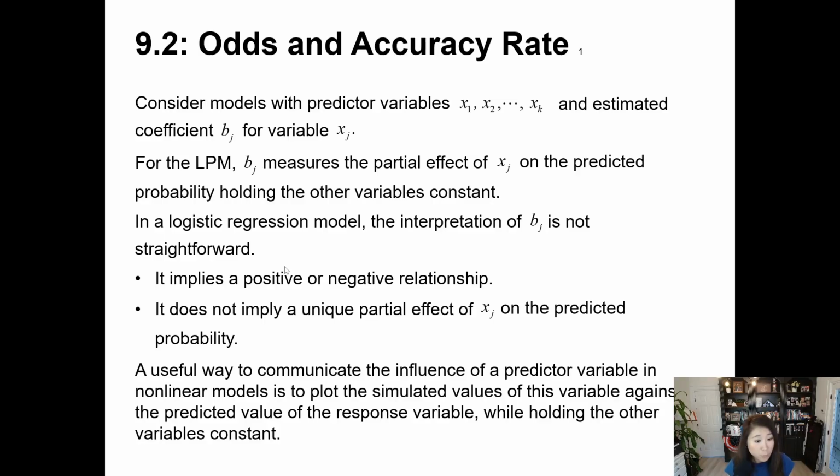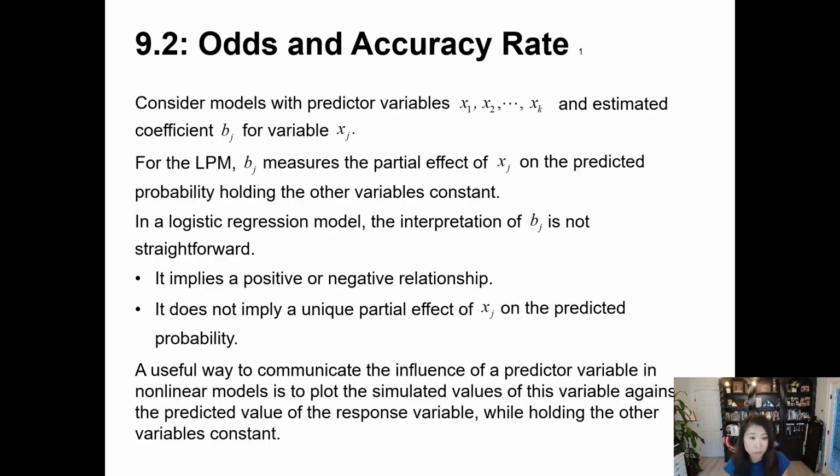When you look at the partial coefficient for the key variables, what you can see is whether they have a positive or negative relationship. Just whether increasing them will increase the probability of getting illness, if it's positive. If it becomes a negative value, you're looking at whether increasing that value will decrease the probability of getting that illness. So the sign still has the same meaning. However, if you try to give a more quantifiable interpretation of that partial coefficient, it becomes challenging, because it does not imply a unique partial effect of that variable on your predicted probability.